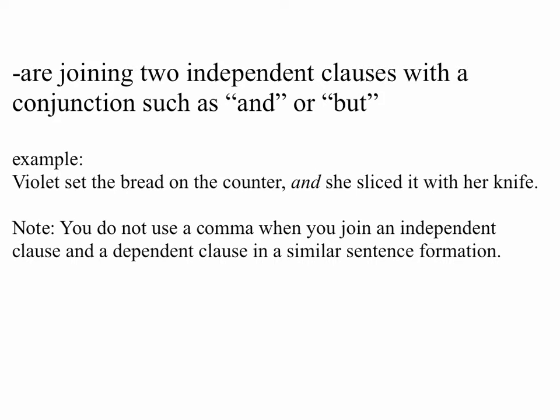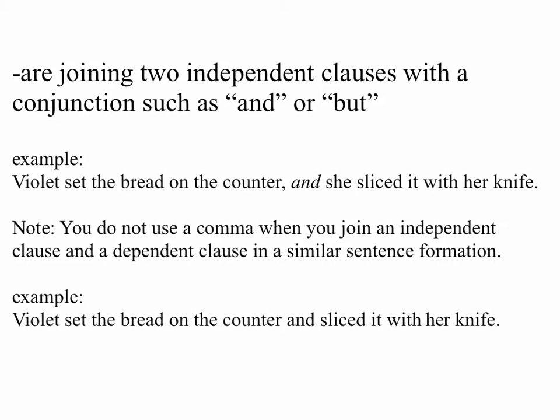Just as an important note, if you have a similar sentence structure, but you have a dependent clause instead of an independent clause for the second clause, you're not going to use a comma. Here's the example. "Violet set the bread on the counter and sliced it with her knife." So you can see the difference between those two sentences. The only real difference besides the comma is that in the first sentence, the second clause is "she sliced it with her knife," whereas in the second sentence, the second clause is "sliced it with her knife," which creates a dependent clause.